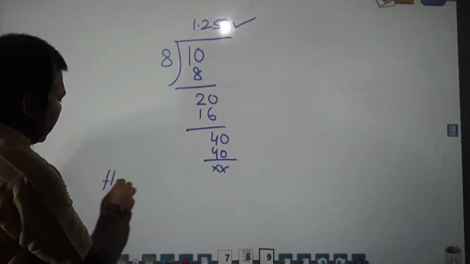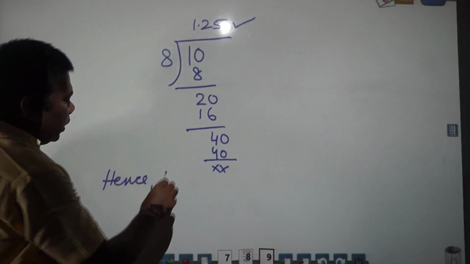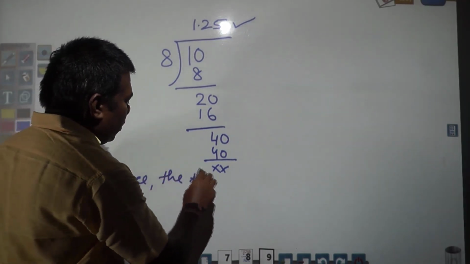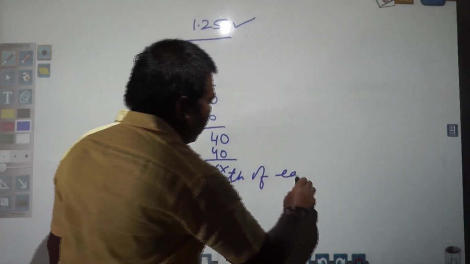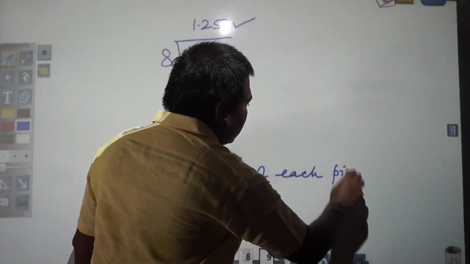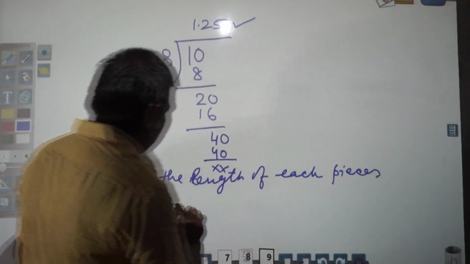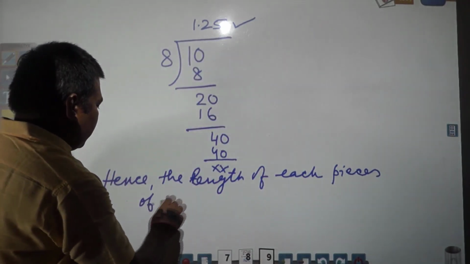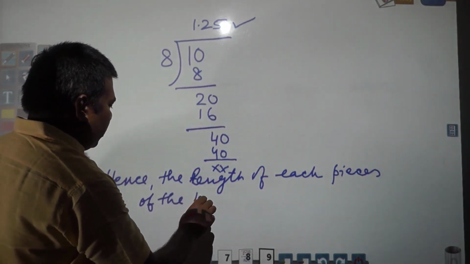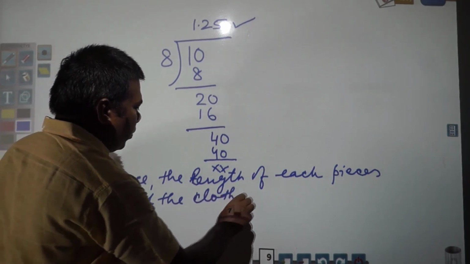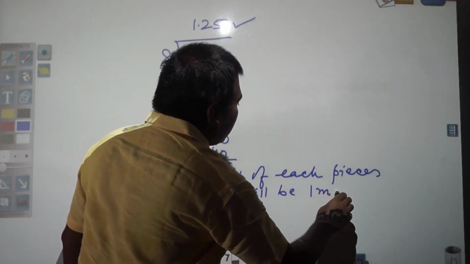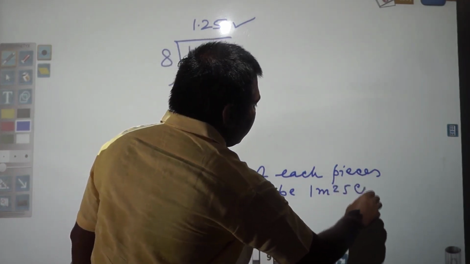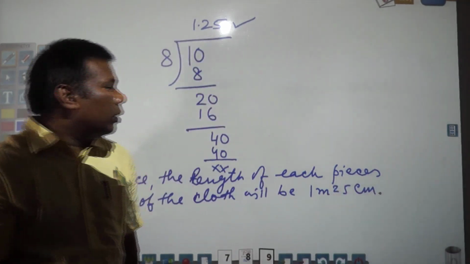So here write, hence the length of each piece of the rope will be 1 meter 25 centimeter. So in this way you try to solve.